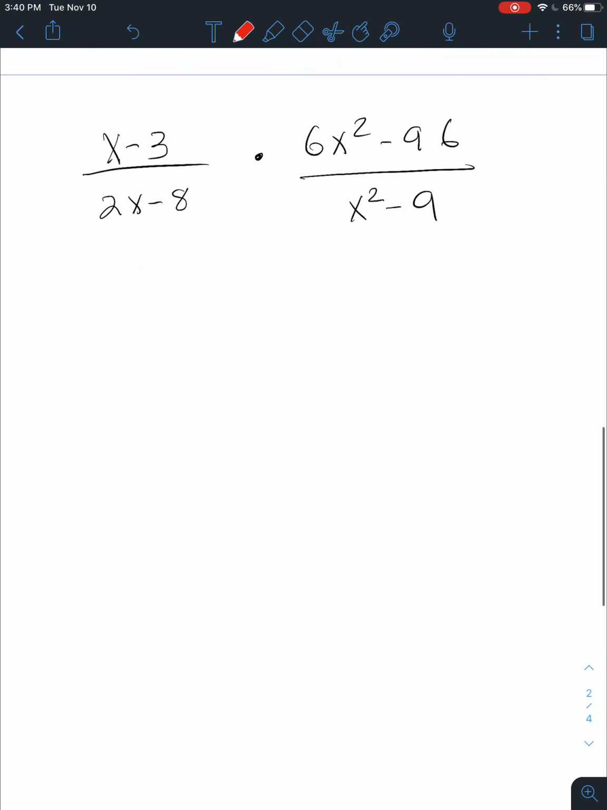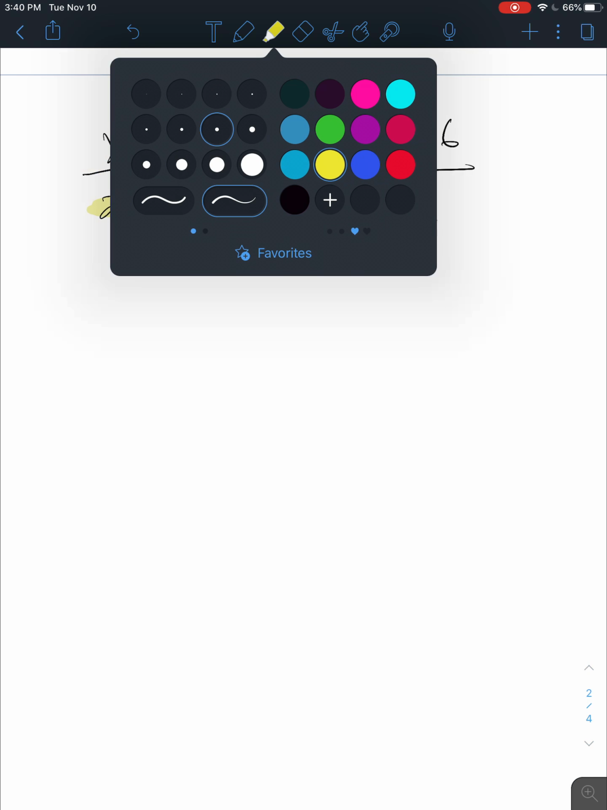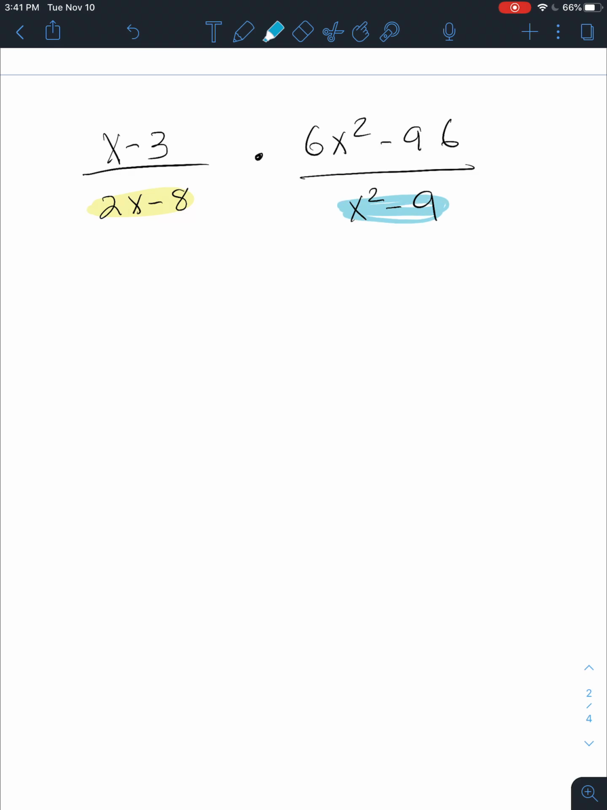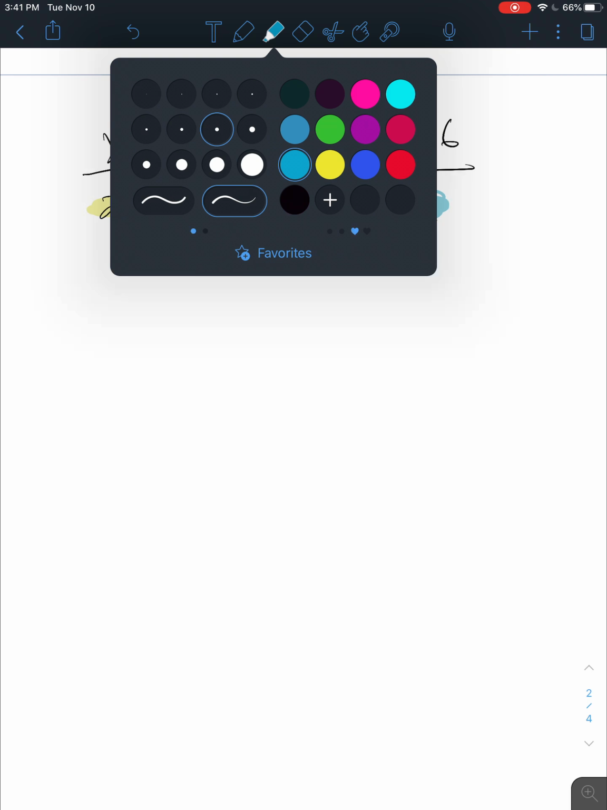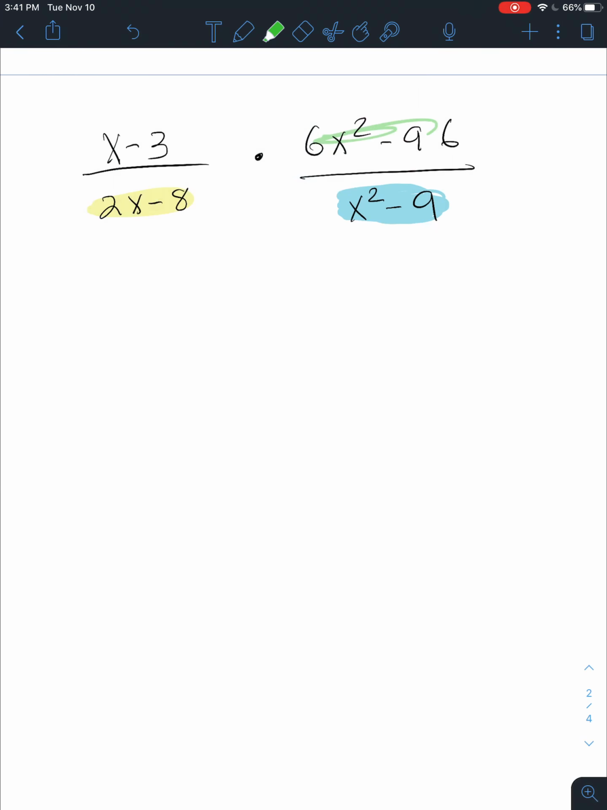In our last example for today is going to be another multiplication problem that incorporates some different types of factoring techniques. So we have this one right here. So we'll talk about that. We have this one right here. We'll talk about that. And I believe we already discussed this other one, this 6x squared minus 96.